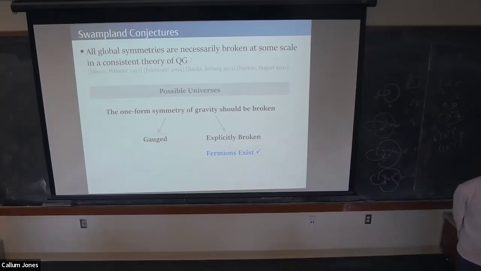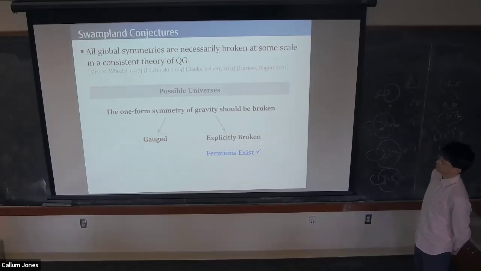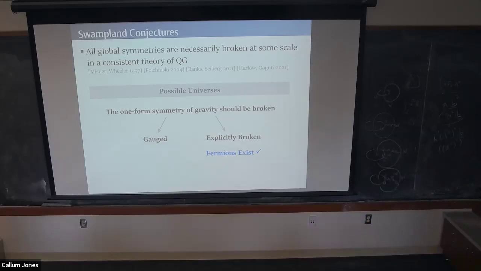Lastly, there has been a claim that all global symmetries are necessarily broken above some scale in a consistent theory of gravity, which are referred to as Swampland conjectures. So let's discuss how this kind of conjecture interacts with our higher-form symmetries.